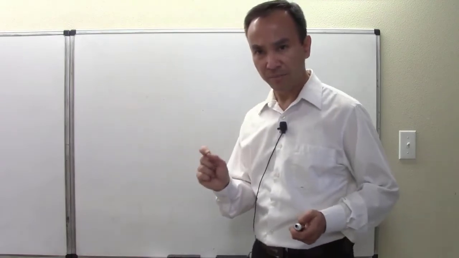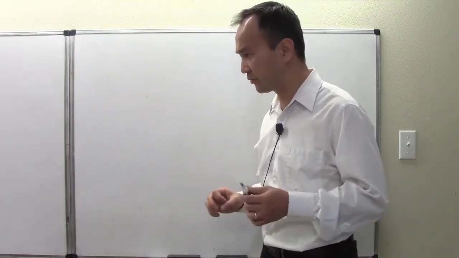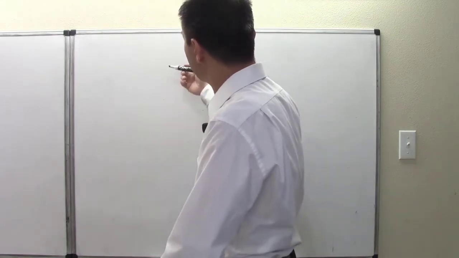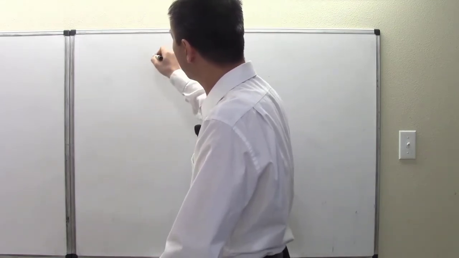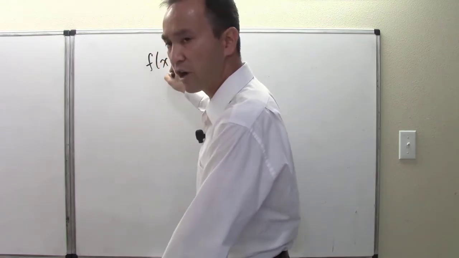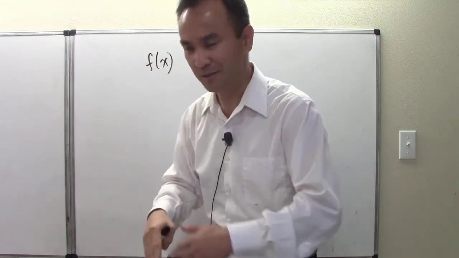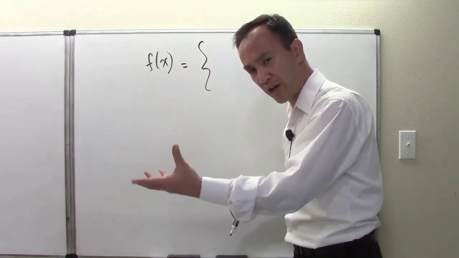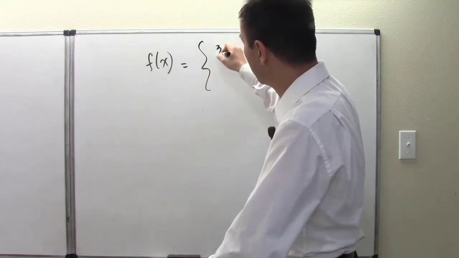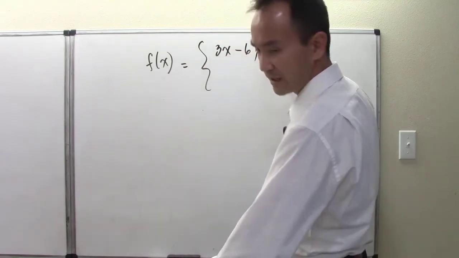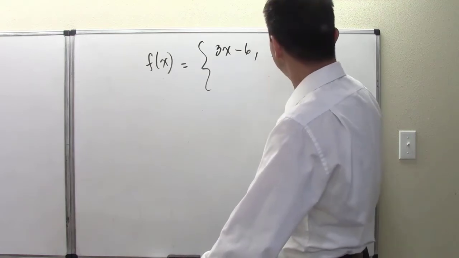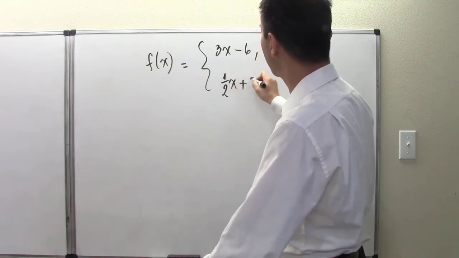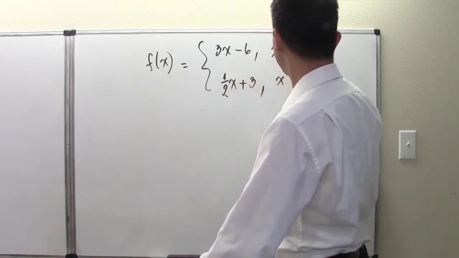All right, so now let me make another clarification to really indicate the following. If we look back at that earlier problem that I brought up when I was introducing piecewise functions, the very first demonstrating piecewise function: 3x minus 6 when x is less than or equal to 5, and 1/2 x plus 3 when x is greater than 5.